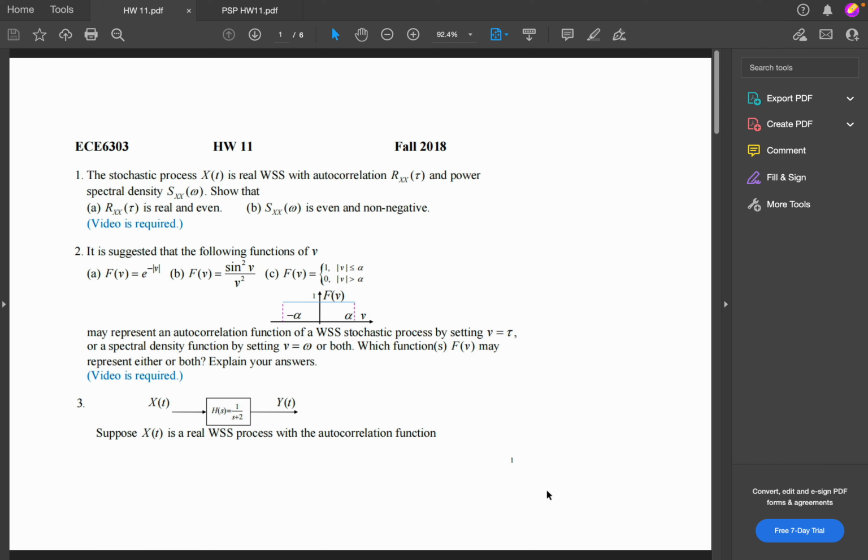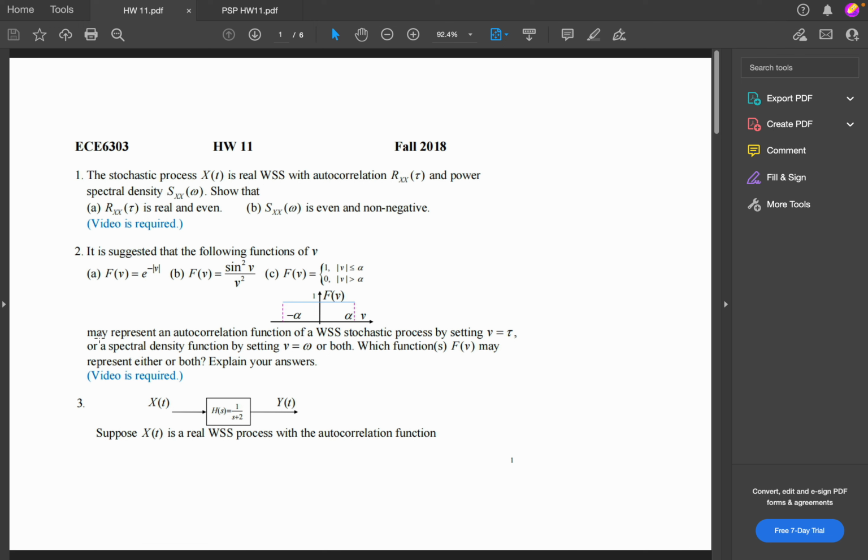Video, I'll be explaining question 2 of homework 11. So the question states that it is suggested that the following functions of v, which are given as f of v equals e raised to power minus mod of v, f of v equals sine square v by v square, and f of v equals 1 for mod of v less than or equal to alpha, 0 for mod of v greater than alpha, which is basically represented by this plot.